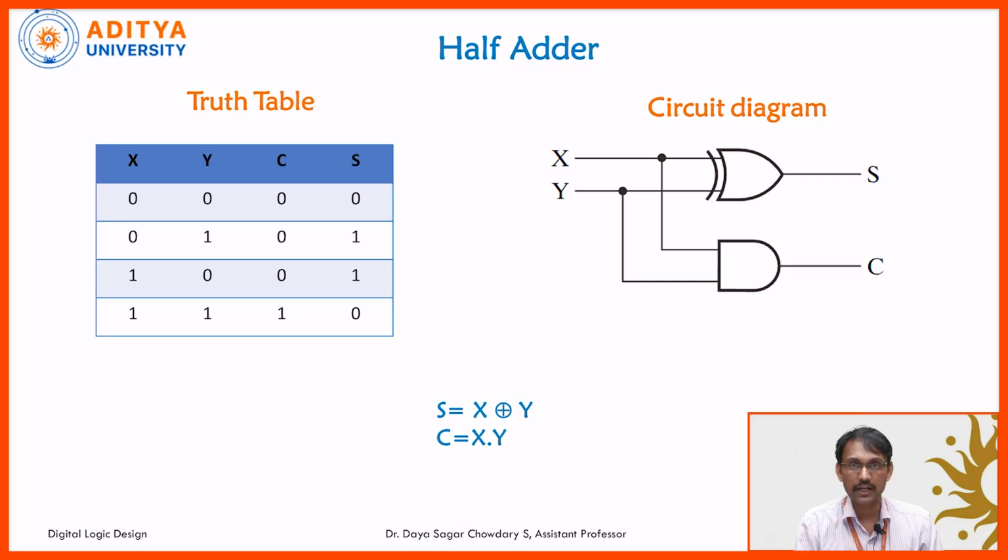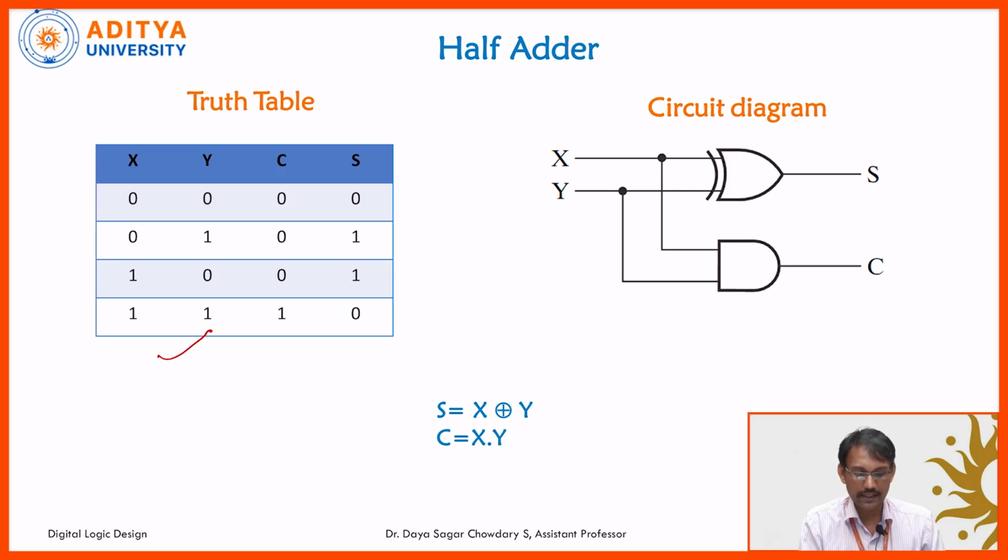Now coming to the truth table. For any circuit we have to observe the truth table for the verification part. Here we are taking the two inputs. Two inputs give 2 to the power of n, that is 2 to the power of 2, which is 4 combinations. Either both are 0, both are 1, or one is 0 and the other is 1, and vice versa. Likewise, these 4 combinations are observed here.